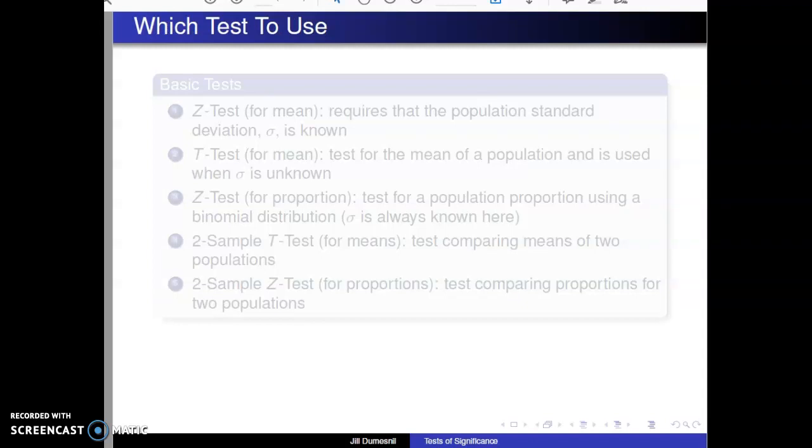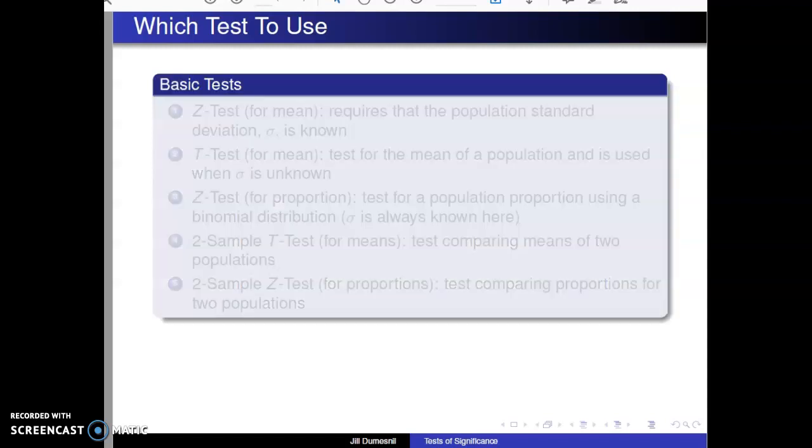First, let's consider how we know which test to use when they're all available given our technology. Let's consider the most basic tests. A z-test for a mean will test for evidence against a population mean being a specified value. Z-tests require that the population standard deviation sigma is known. Thus, we won't often use this test in practice.